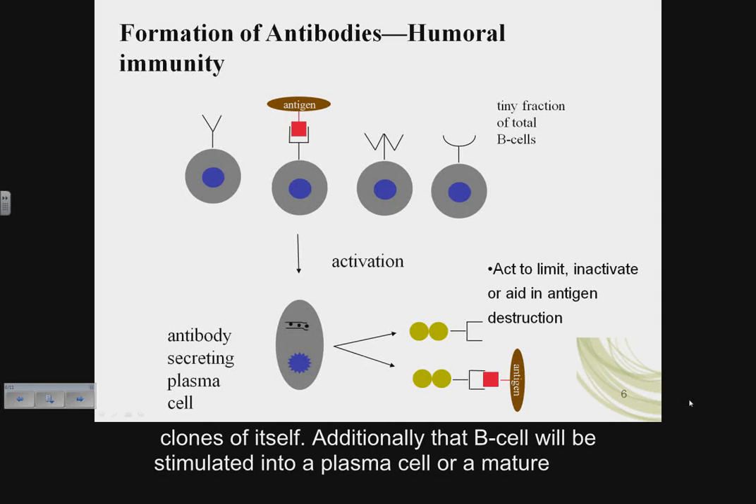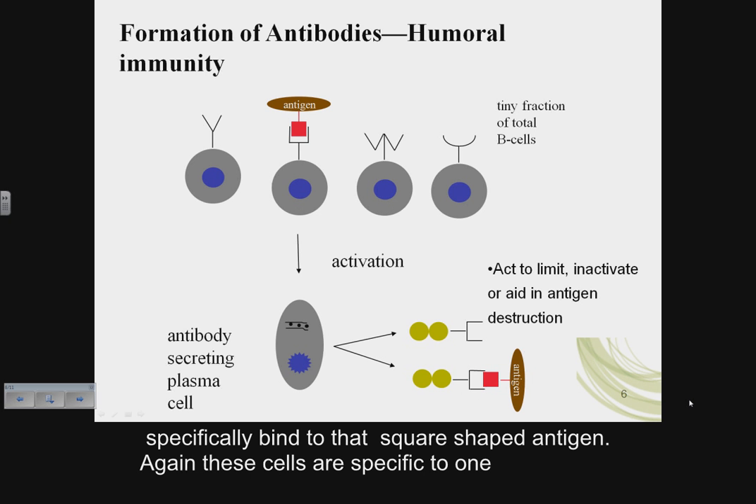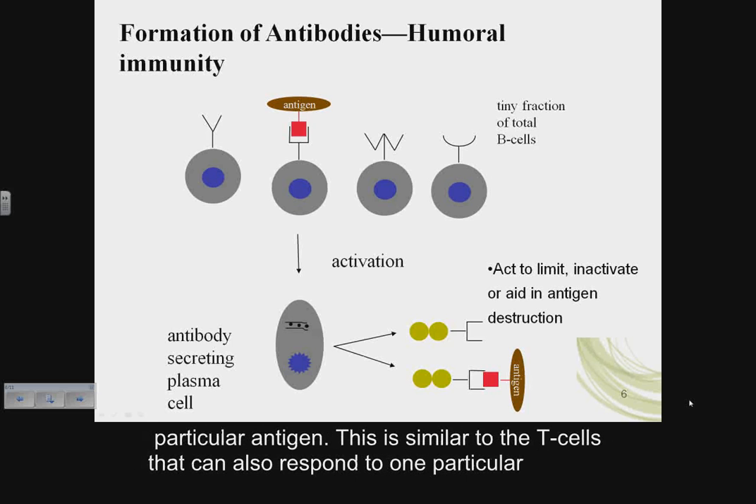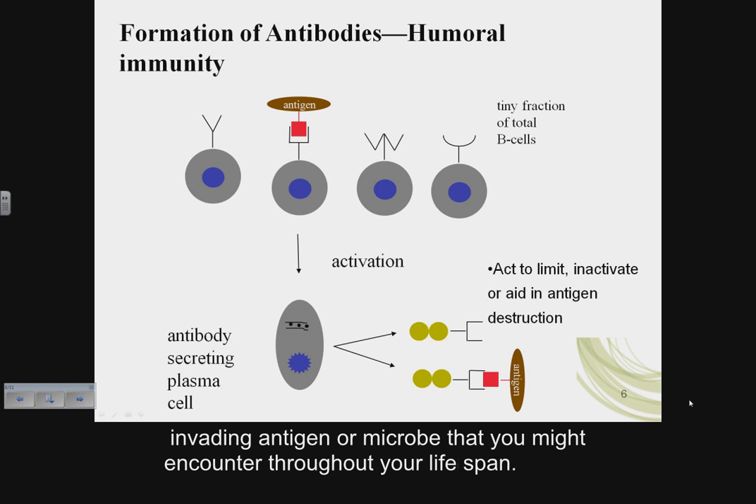Additionally, that B cell will be stimulated into a plasma cell, or a mature B cell. And it is the plasma cell that can now generate antibodies that will specifically bind to that square-shaped antigen. Again, these cells are specific to one particular antigen. This is similar to the T cells that can only respond to one particular antigen. Clearly, you would need many different B cells and T cells in order to fight any invading antigen or microbe that you might encounter throughout your lifespan.